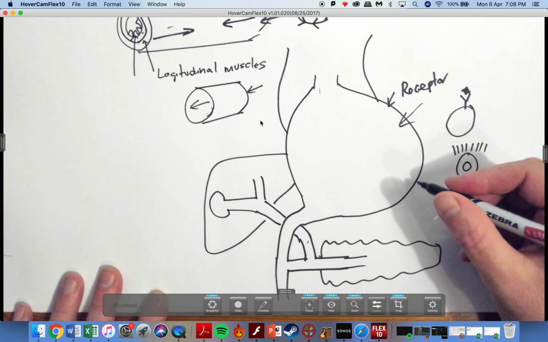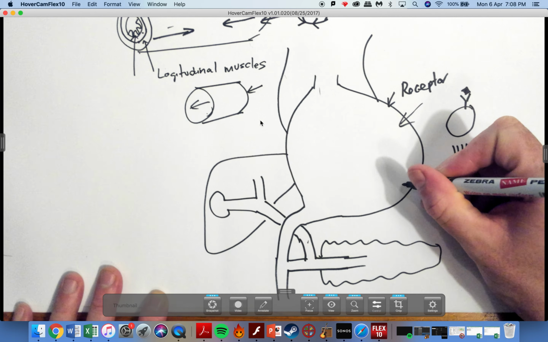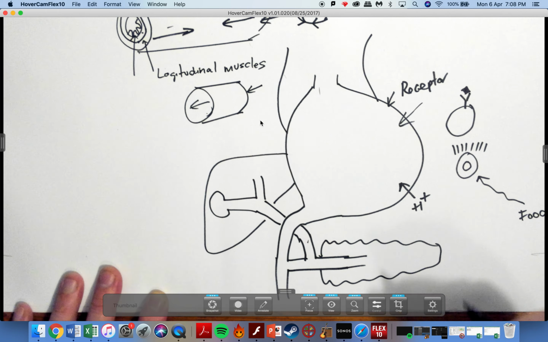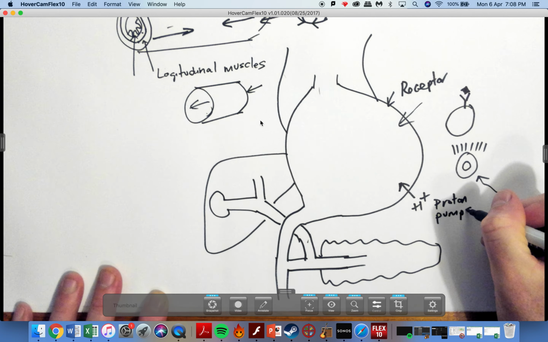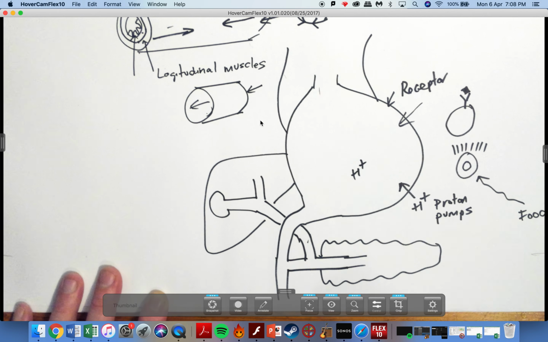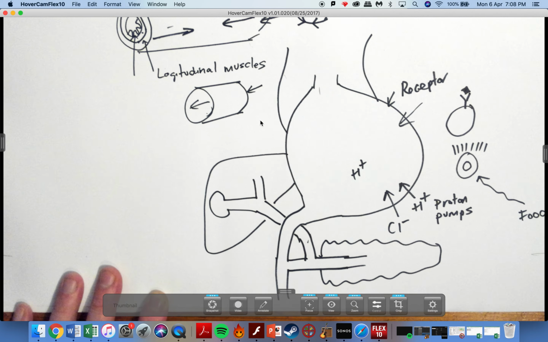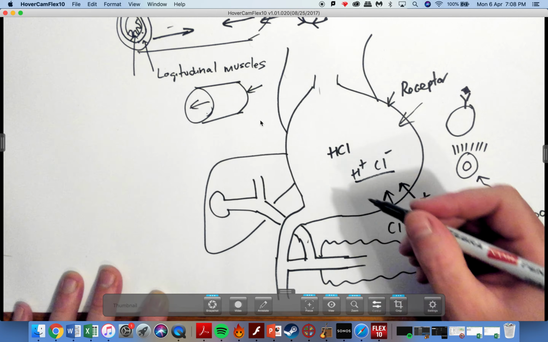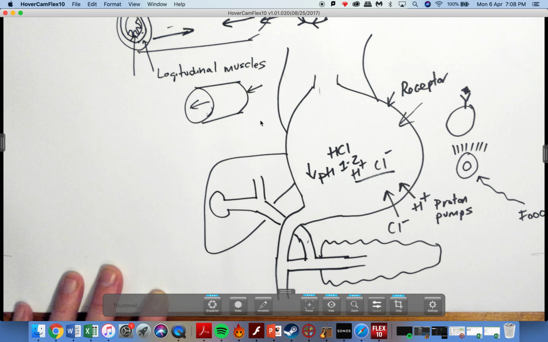Within the wall of the stomach, there are a number of things, and one of them is a pump. So we've got pumps, which are going to pump in H+, proton pumps. So they're going to pump that in, so we're going to get hydrogen ions, protons floating around. We've also got chloride pumps, so they pump in Cl. And then we're getting our HCl, our hydrochloric acid, which drops the pH to about pH 1 to 2.